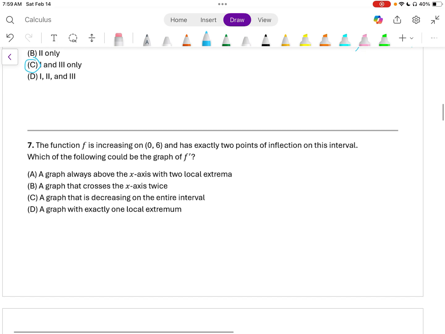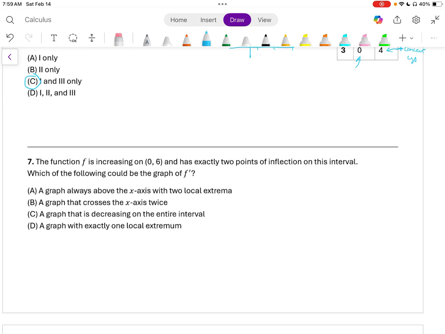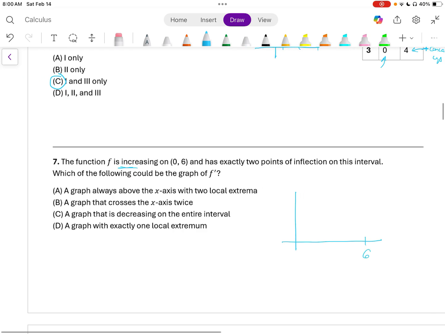All right, moving on to number 7. Function f is increasing on the interval 0 to 6 and has exactly 2 points of inflection. Which of the following could be the graph of f prime of x? All right, so it's increasing from 0 to 6. So increasing, so going up left to right.